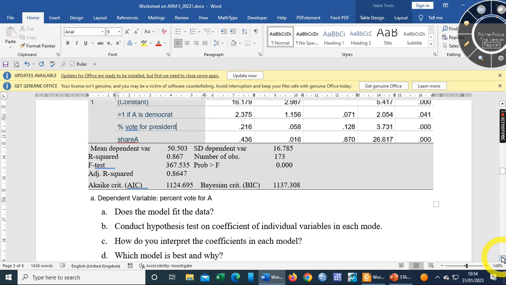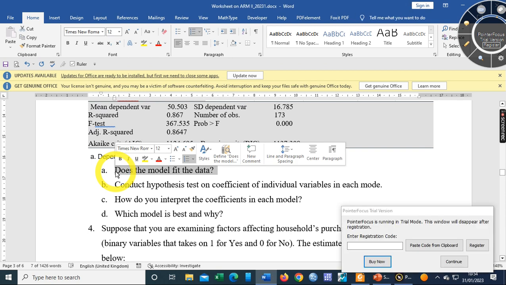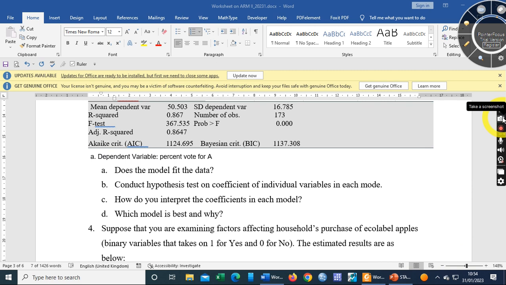Well, now what are we asked? Judge the goodness of fit of the model. It says judge the goodness of fit of the model.